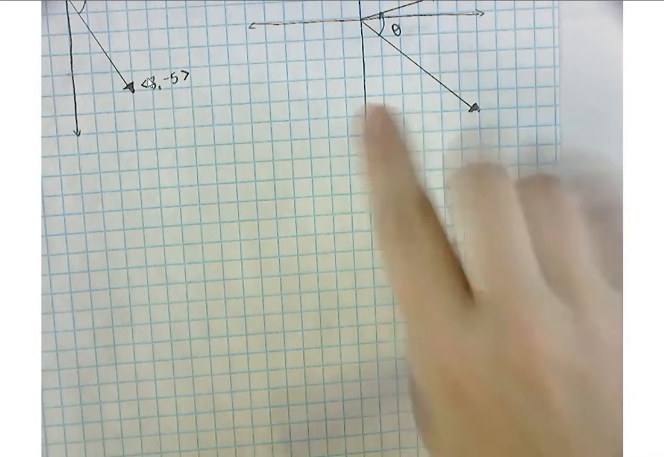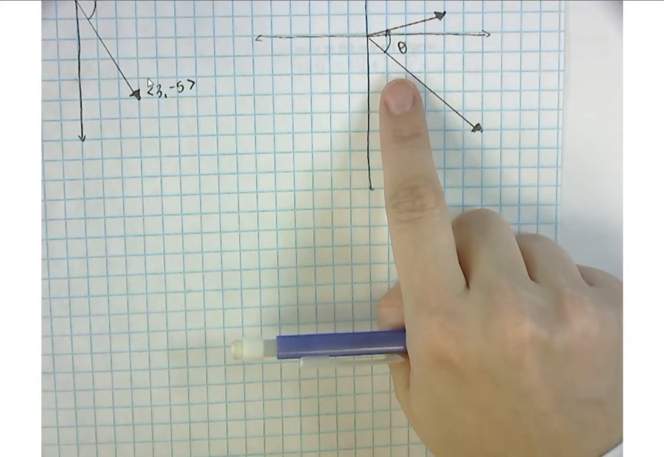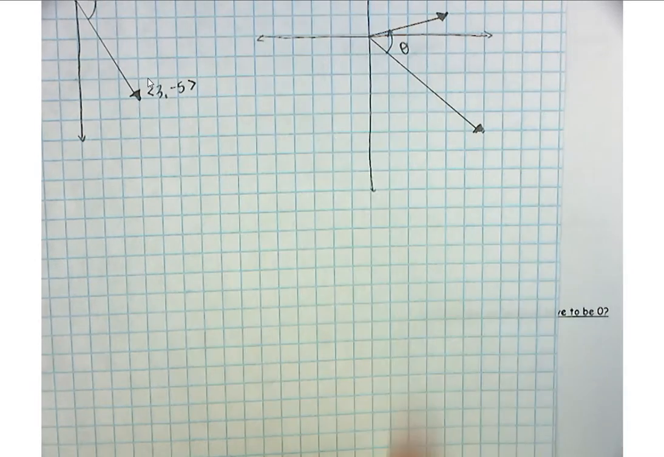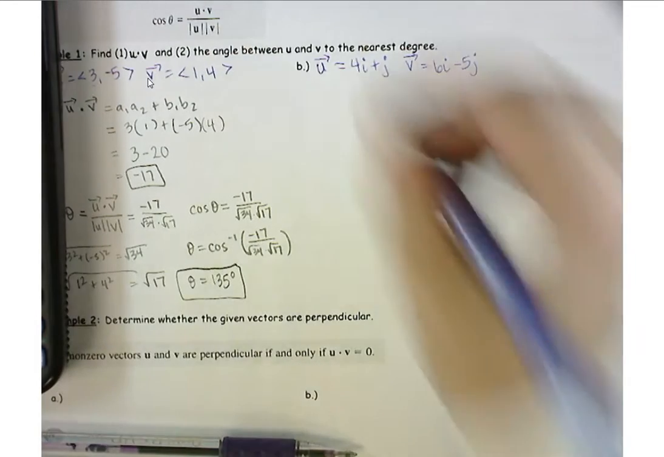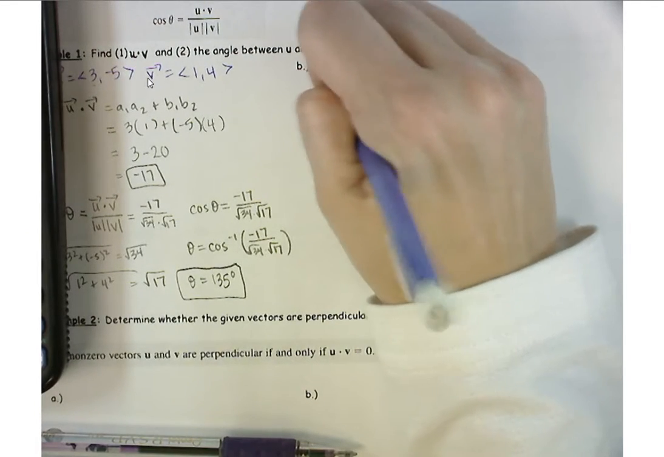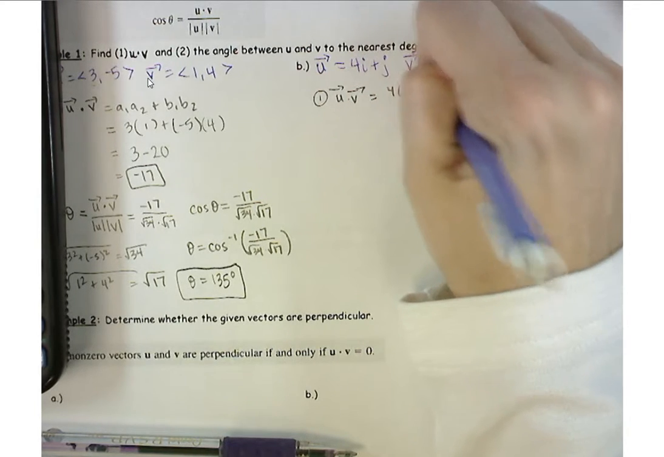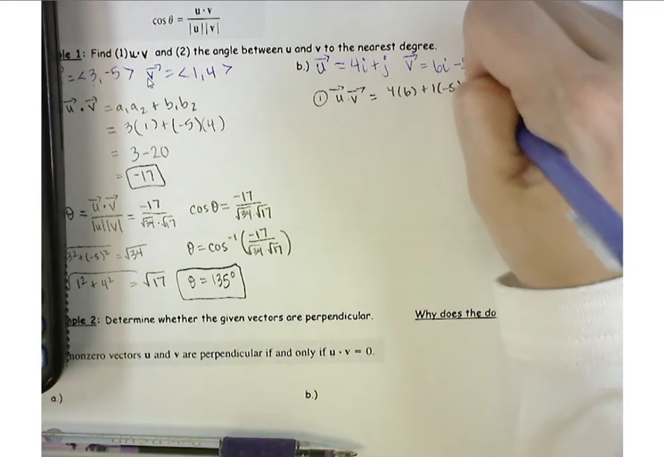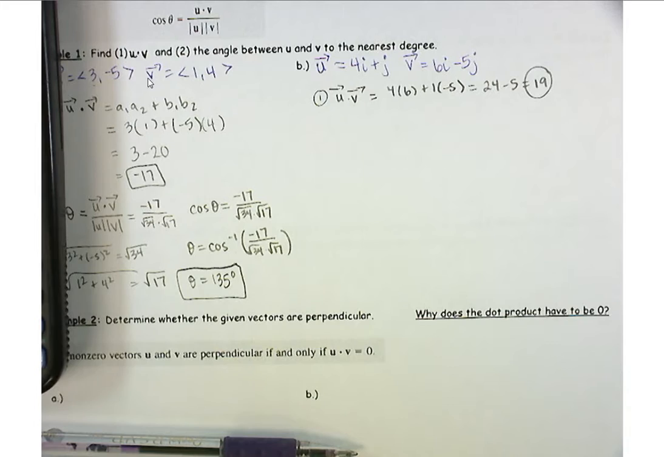Now for B, does this look greater than 90 or less than 90? It definitely looks less than 90. It is an acute angle. So for step 1, for part B, when you did the dot product, you should have done 4 times 6 plus 1 times negative 5, and 24 minus 5 will be 19. That's for step 1.